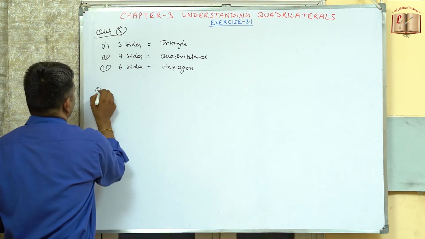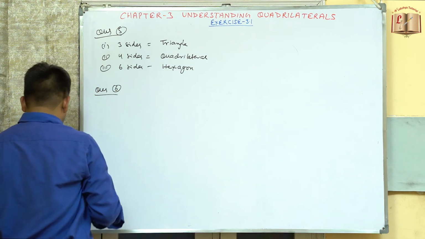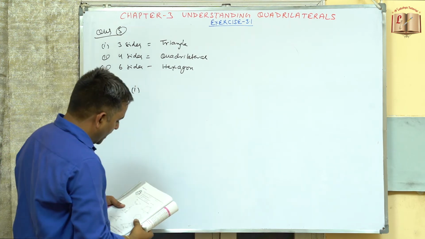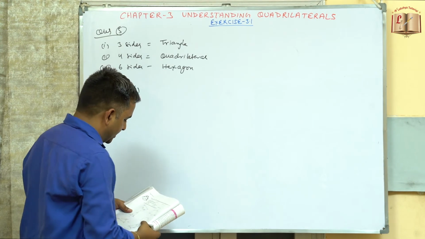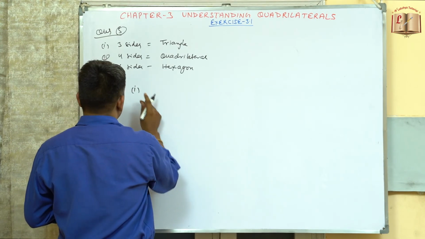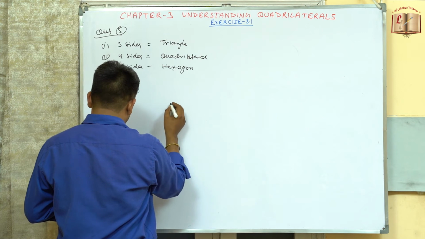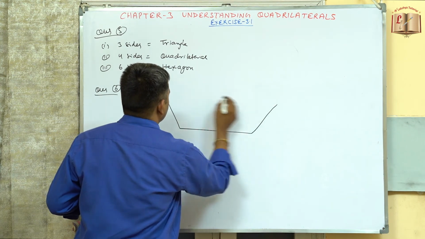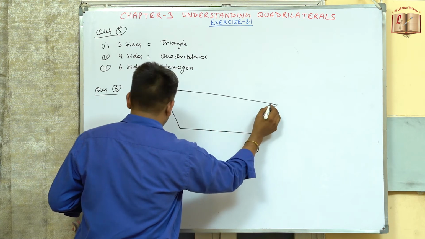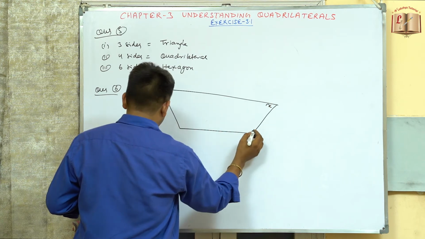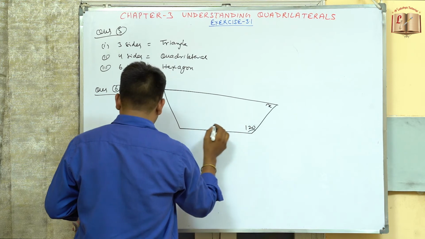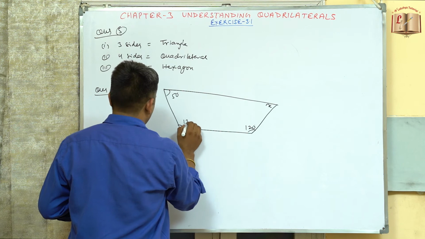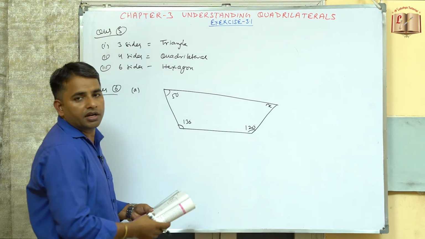So now coming to question number 6. First part, find the measure of angle x in the following. So for part A of 6, we need to find out the measure of angle x. So here this angle is x, this is 120 degrees, this is 50, and this is 130 degrees. Now we need to find out x.